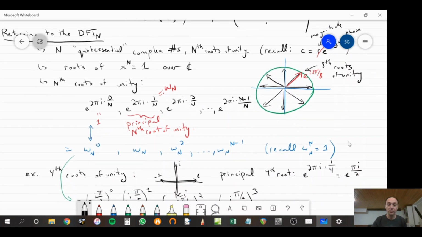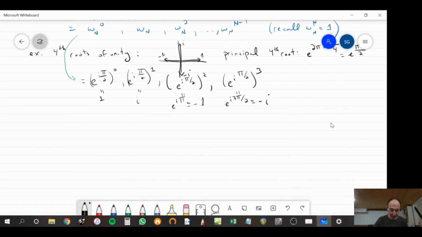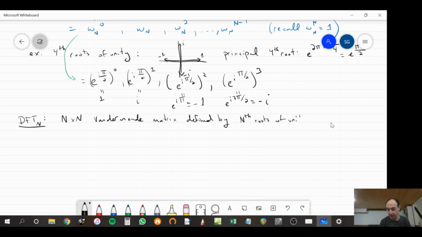Okay, so more generally, what is the definition for DFT_N? Right, so this is going to be an n by n Vandermonde matrix defined by the nth roots of unity. And remember, this is the set omega_n to the 0, omega_n to the 1, all the way up to omega_n to the n minus 1, right? So we're just going to plug them in. So this is DFT_N as a matrix.